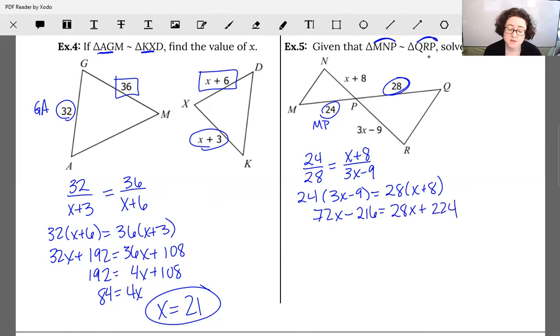Okay, combine your like terms. So I'm going to subtract a 28x from both sides. Gives me a 44x.